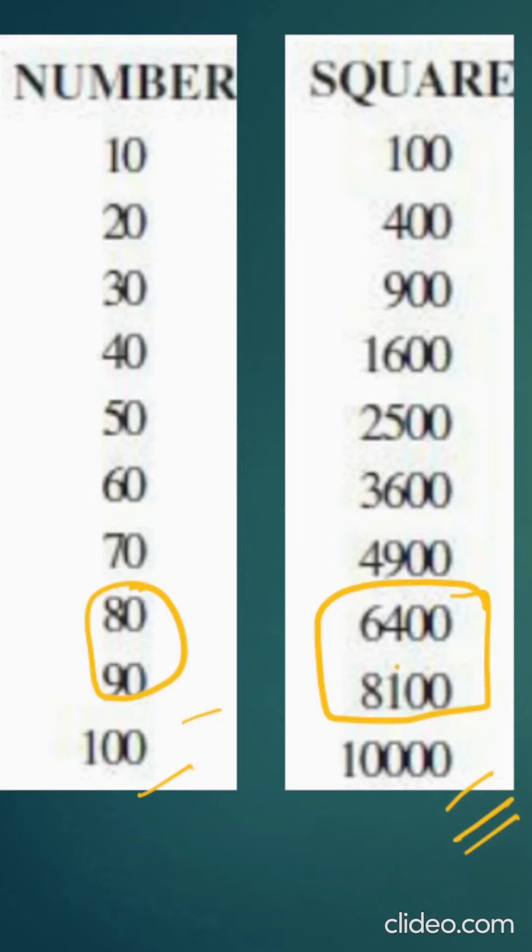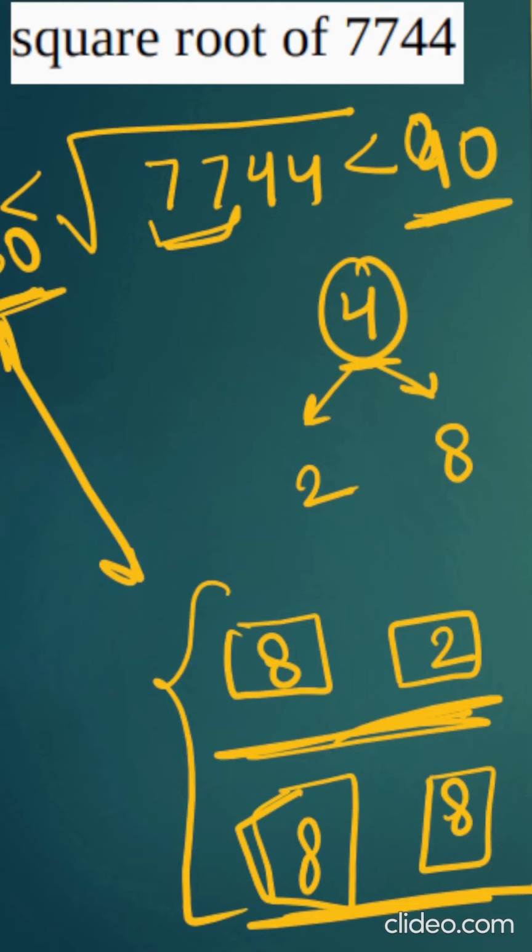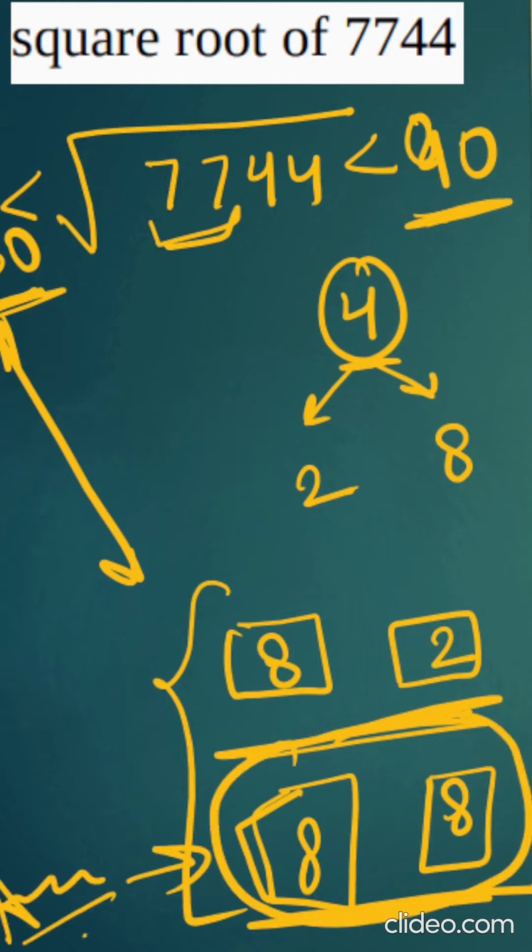So we will again go to that table, and we will check whether the 7744 number is closer to 6400 or 8100. Of course, it's closer to 8100. So it's closer to the larger number on the larger side. Therefore, the bigger number 88 will be the answer here. So the square root of 7744 is 88. I hope you have understood it.